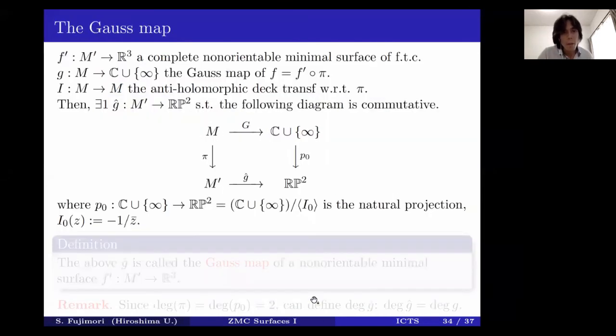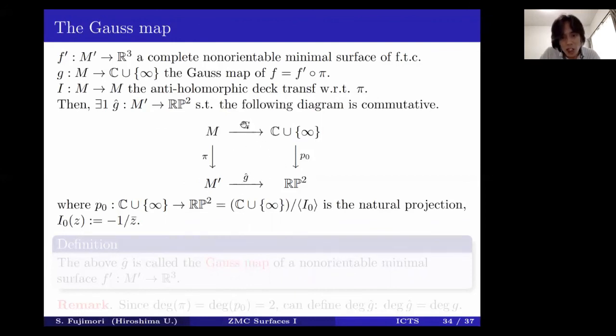Okay. So let F prime be a complete non-orientable minimal surface of finite total curvature, and G the Gauss map of F. And let I be the anti-harmonic disk transformation with respect to pi. Then there exists a unique G hat, which is a map from M prime into the real projective plane, such that the following diagram is commutative.